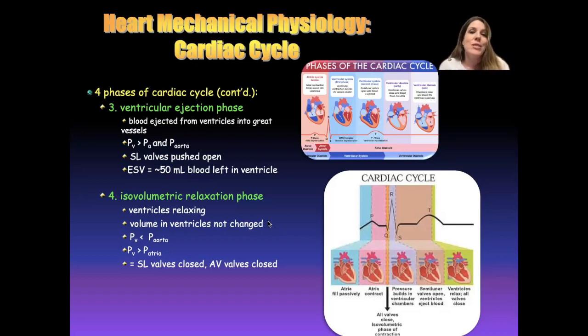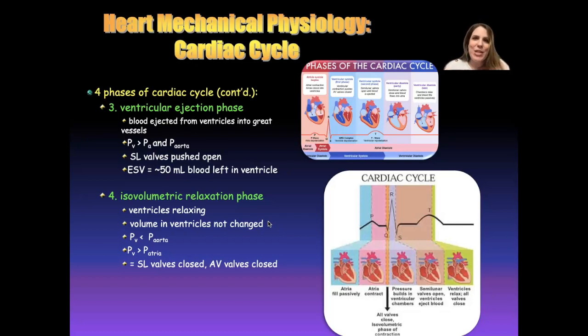During this fourth phase, the ventricles are going to be relaxing. They're going to be going into diastole. And that's because they have just finished ejecting their blood. And now that pressure is released from the ventricles. We're now putting it into the great vessels. And so these ventricles are relaxing. The volume doesn't change. We're in isovolumetric phase.